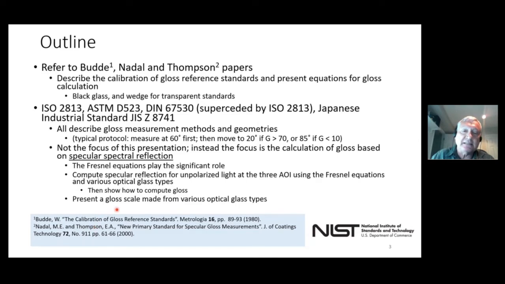I'll then talk about a gloss scale made from a variety of optical glass types. And these glass types are readily available, and I hope to implement such a scale at NIST very soon. I'll also show how the scale can be expanded using a simple anti-reflection coating so that a wider gloss range for each of the three angles of incidence can be generated. The scale would be useful as a means to check, say, for systematic measurement errors and to actually calibrate a measuring instrument.